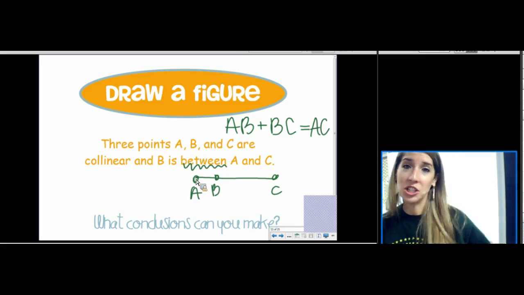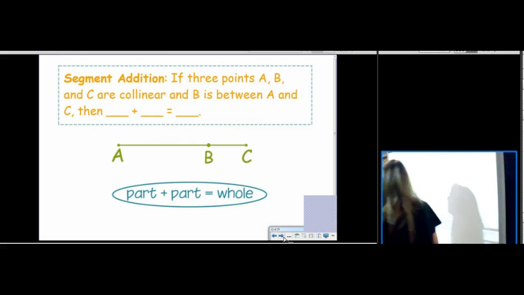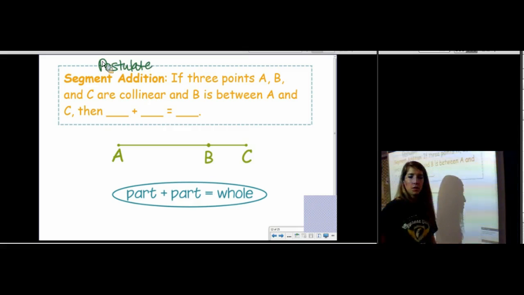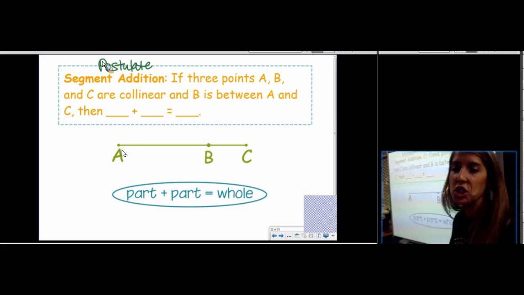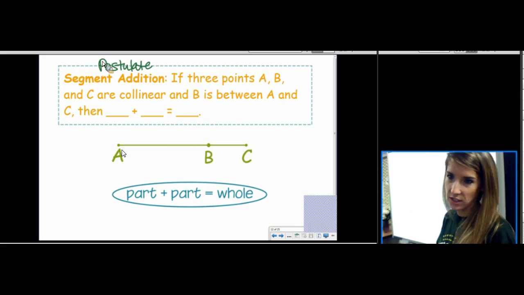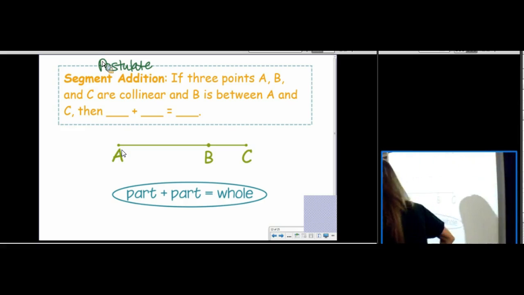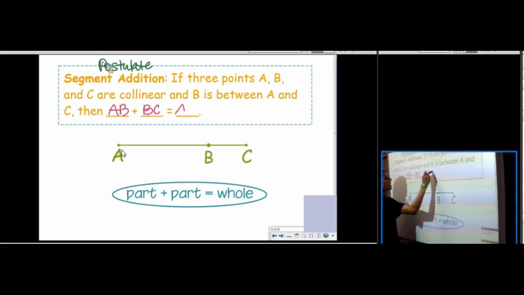And there's actually a postulate called the segment addition postulate. I want you to write this down in your notes. This is a postulate. Segment addition postulate, which is just kind of a fancy word to say that it's assumed to be true by mathematicians. If 3 points A, B, and C are collinear, and B is between A and C, then we can conclude that AB plus BC equals AC.